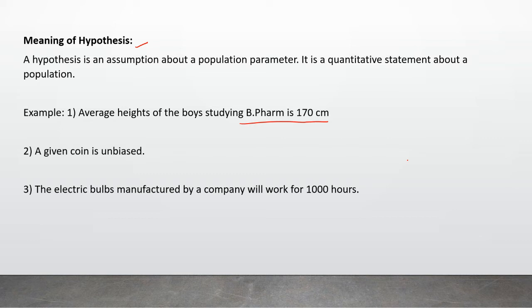Then the third is: the electric bulbs manufactured by a company will work for 1000 hours. Whether they will really work for 1000 hours or go off within 10 hours is the next thing. But the company is claiming that their bulbs work for 1000 hours, and that is the hypothesis or the assumption.